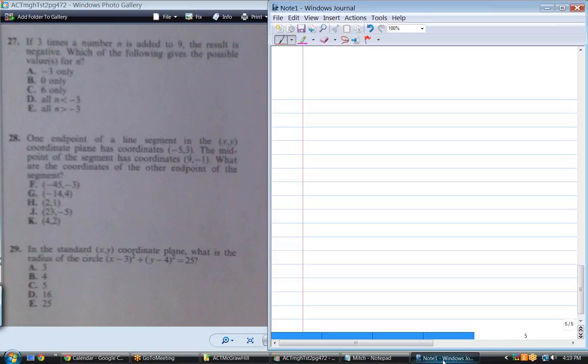If 3 times a number n is added to 9, the result is negative. Which of the following gives the possible values for n? Can you give me an equation or an inequality to write? Write the first sentence in an equation or an inequality. Would it just be 3n plus 9? Is what? The result is negative. How can I write that?